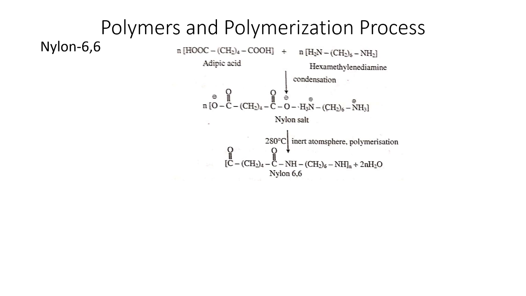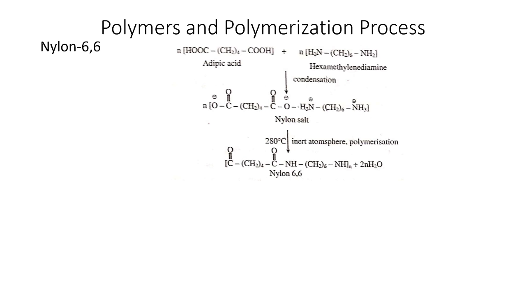So nylon 66 is a polyamide manufactured by condensation polymerization of adipic acid and hexamethylene diamine. It is called nylon 66 because both monomers contain 6 carbons. An aqueous solution of hexamethylene diamine is treated with an aqueous solution of adipic acid. Then the mixture is warmed at 75 degrees Celsius at high pressure in the absence of air.